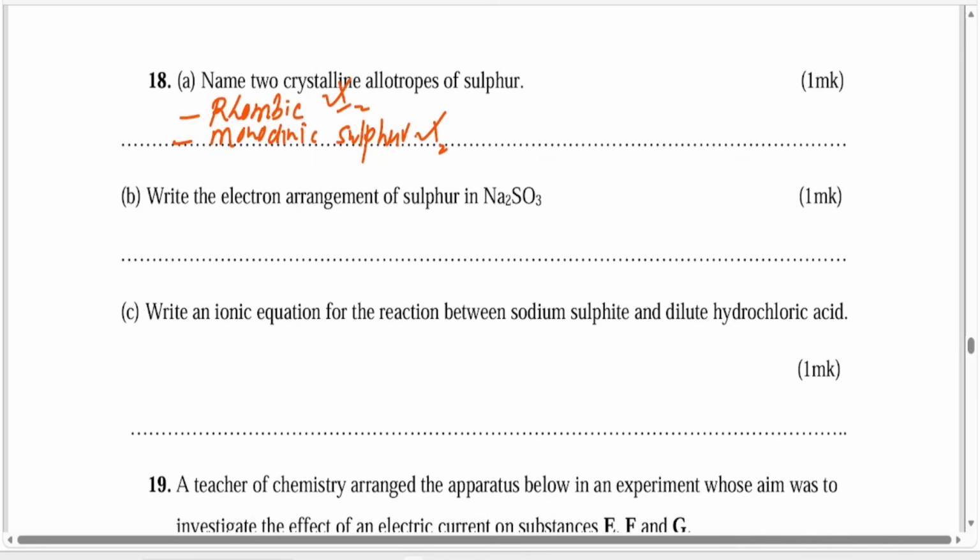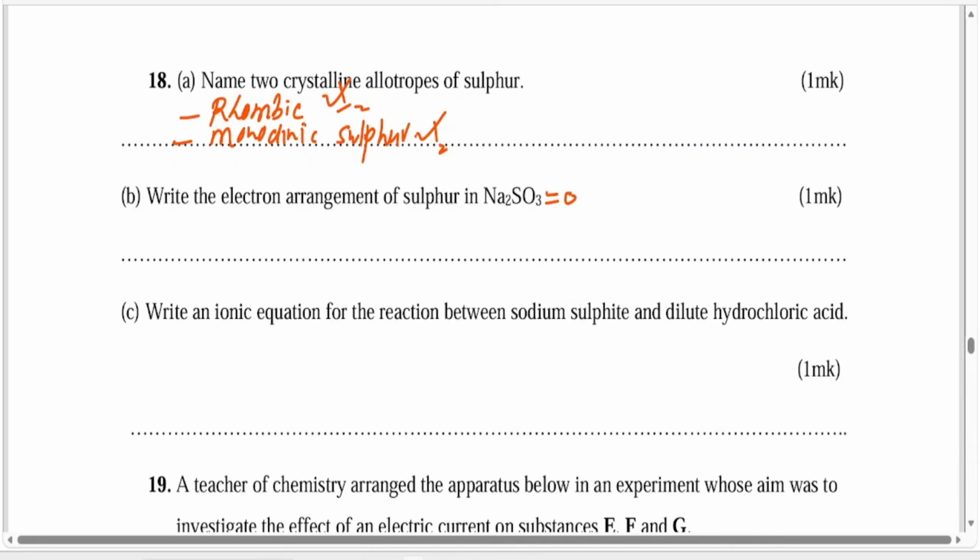Part B, write the electron arrangement of sulfur in sodium sulfate. We need to understand the rules that guide us on assigning the oxidation numbers. So we're looking at the electron arrangement of sulfur in sodium sulfate. I'm going to apply the rules that we use to assign oxidation numbers. Here, I'm going to use the rule that says that the total of the oxidation numbers of atoms in a compound is equal to 0.